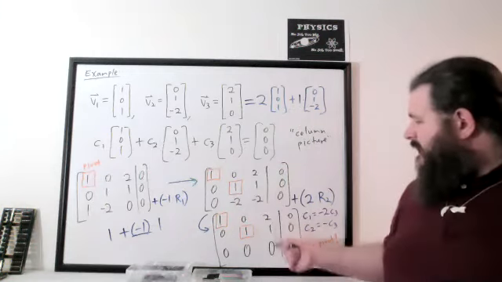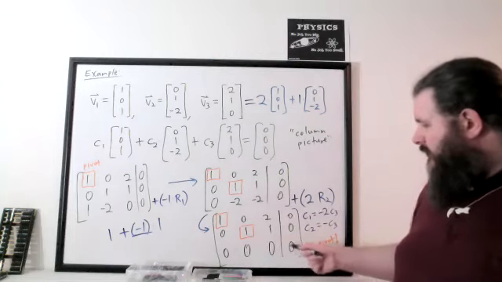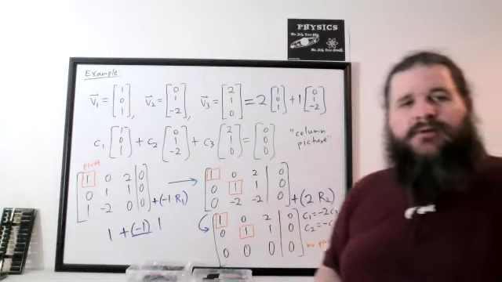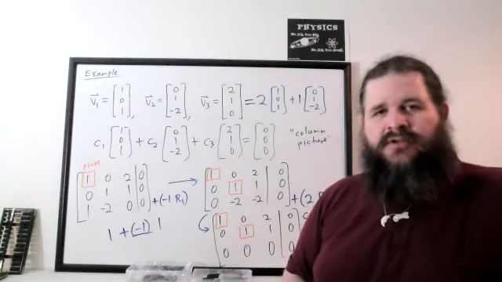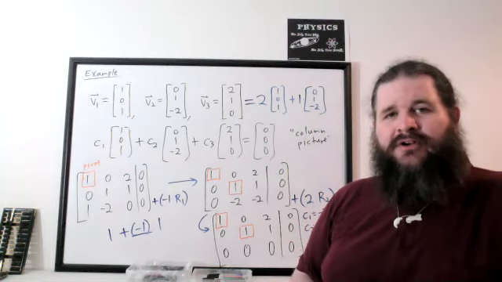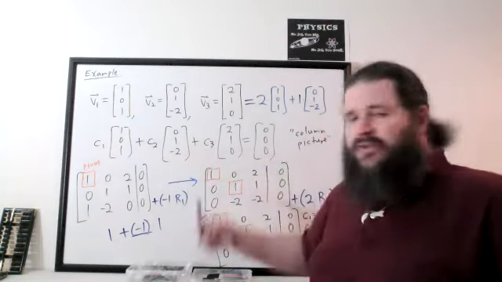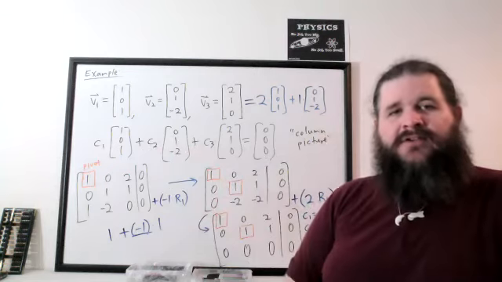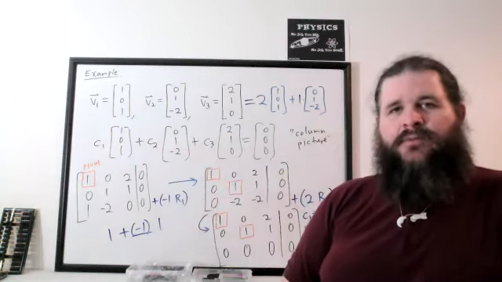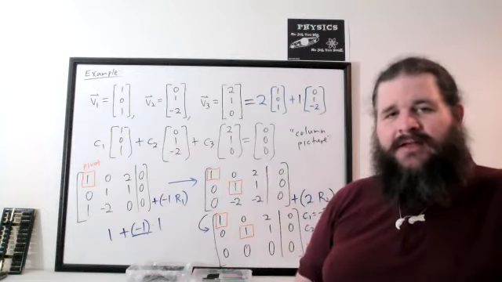On the other hand, if we didn't get a free variable, if this had turned into like 0, 0, 1, 0, then that would mean that there's only the 0 solution. If the only solution is C1 equals 0, C2 equals 0, C3 equals 0, if the only way to get these to add up to the 0 vector is the trivial solution, then that would mean that the vectors are linearly independent, which means that each one contains unique information that is not duplicated by the others.